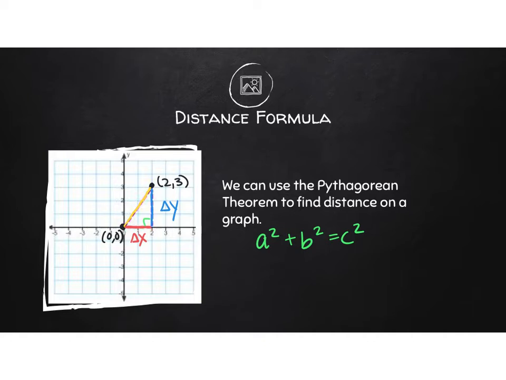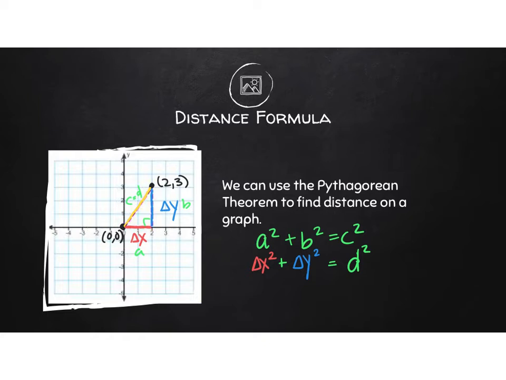So here, I'm going to label the parts of my triangle. We have a leg, let's call that a, and let's call the other leg b, and let's call this distance c, okay? And that's the distance that we want to find. So we're going to give that another letter, d, just for distance. So we're going to say that distance squared is equal to a squared, which we know is our change in x squared, plus our b squared, which is the same thing as our change in y squared.